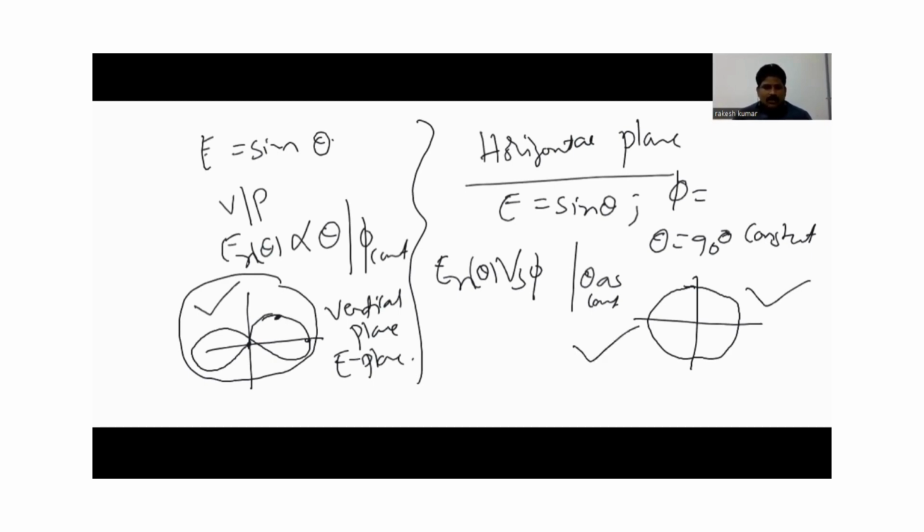So this is how the three-dimensional plot of the field pattern can be shown in two-dimensional plots. Why are we showing the three-dimensional plot in two-dimensional plots? Because we cannot plot a three-dimensional plot on paper. So instead, we plot it as two-dimensional plots, that is the E plane and H plane.